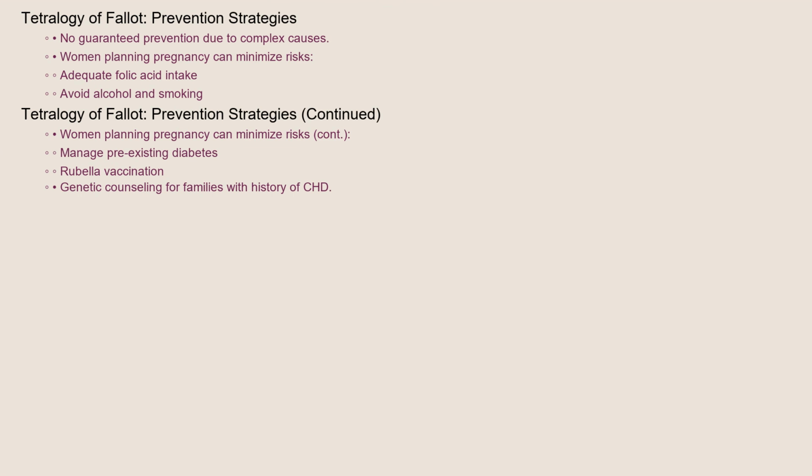Unfortunately, there's no guaranteed way to prevent tetralogy of Fallot, given its complex and often multifactorial etiology. However, women planning to become pregnant can take steps to minimize risks. These include ensuring adequate folic acid intake, avoiding alcohol and smoking during pregnancy, managing pre-existing medical conditions like diabetes, and getting vaccinated against rubella. Genetic counseling may be recommended for families with a history of congenital heart defects.